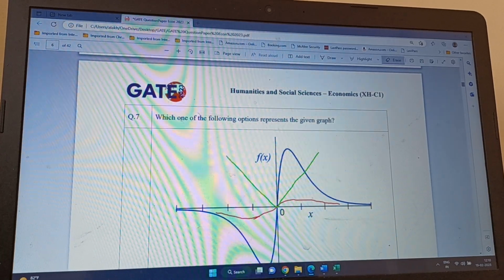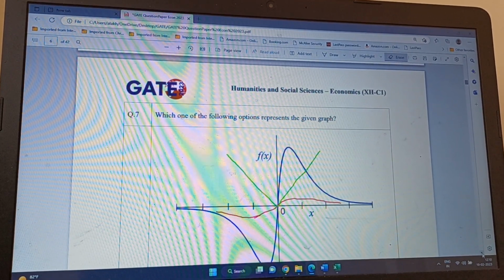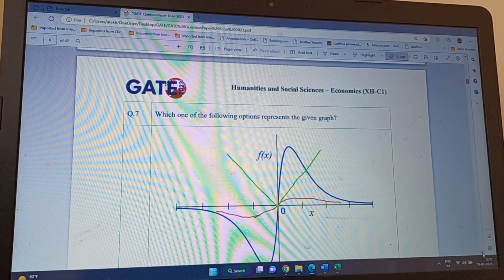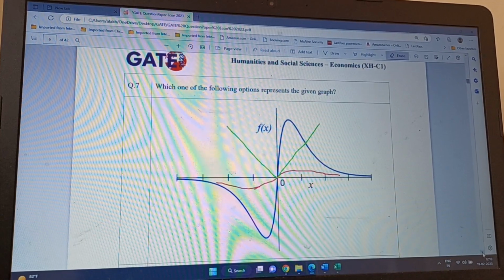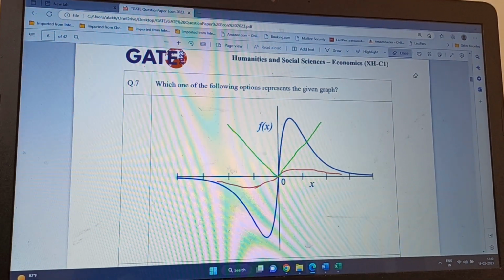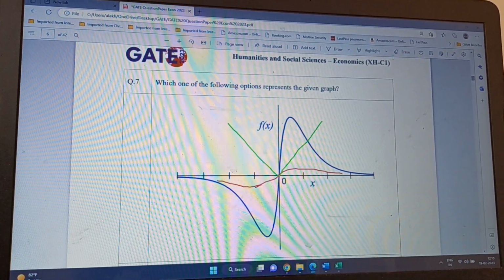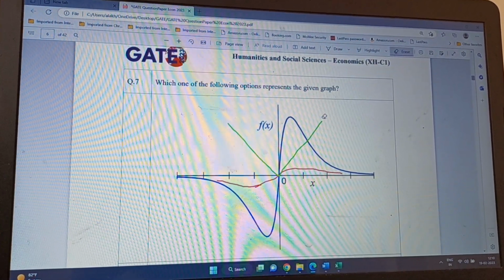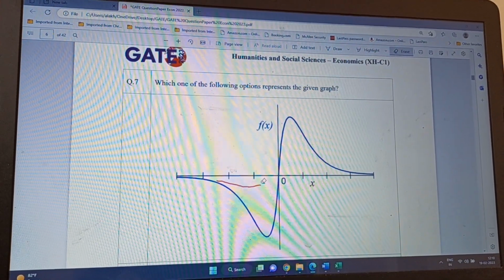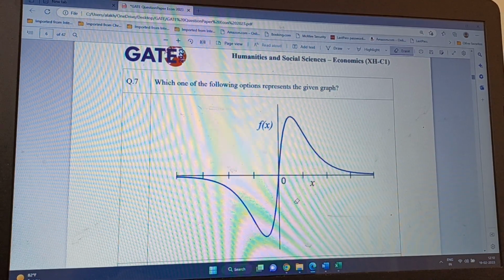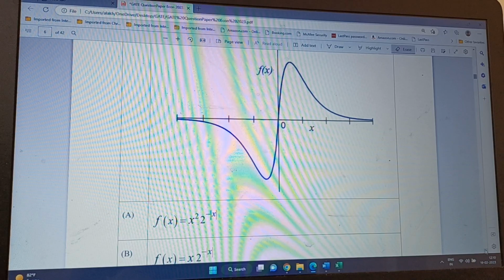So this one is question number 7, a mathematics question, and it says which one of the following options represents the given graph? The graph is like this. Actually, I should delete this, if I can. No, I don't think I can delete it. Let me see. No, I deleted it. Okay, so the original graph is like this. Now, the question is which of the following options is actually representing this graph?